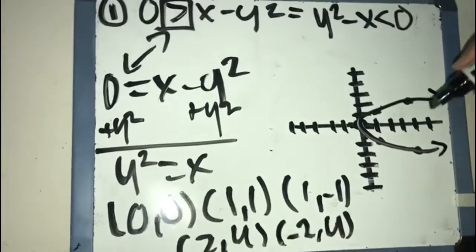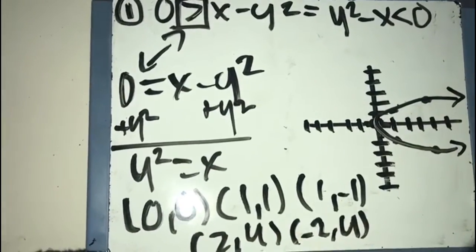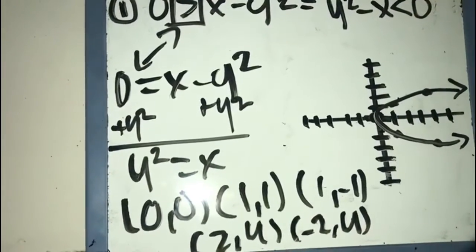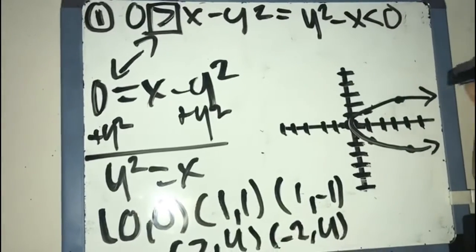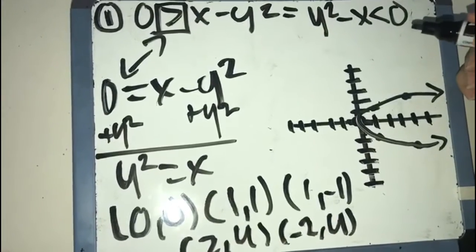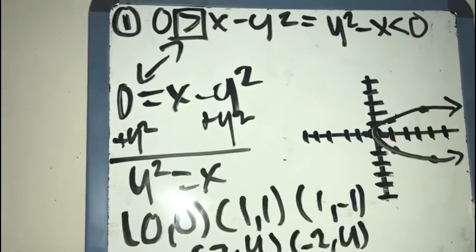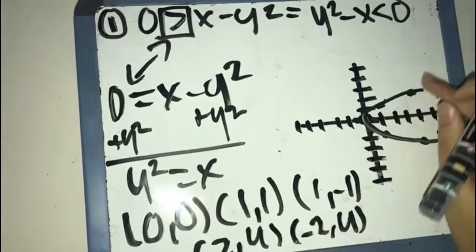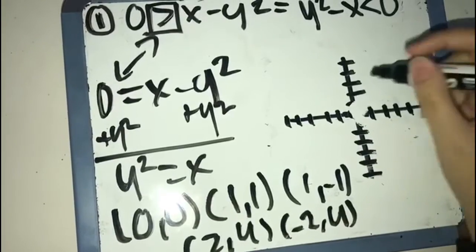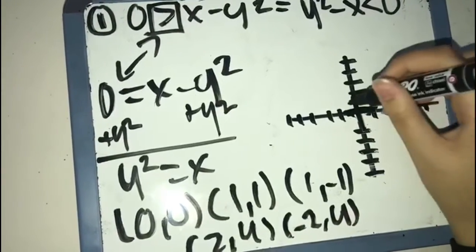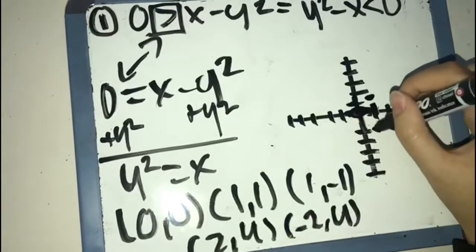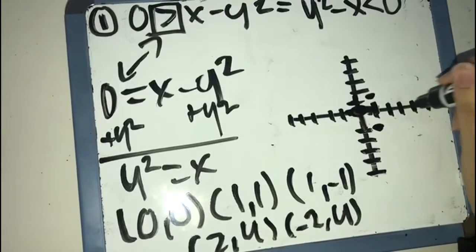Now the only thing we have to identify is what kind of sign there is, and whether we have to shade it. Oh, I'm so sorry guys, I made a mistake. This was not supposed to be a solid line. My bad, guys. Let me just do all of this again, just in case you don't get confused.